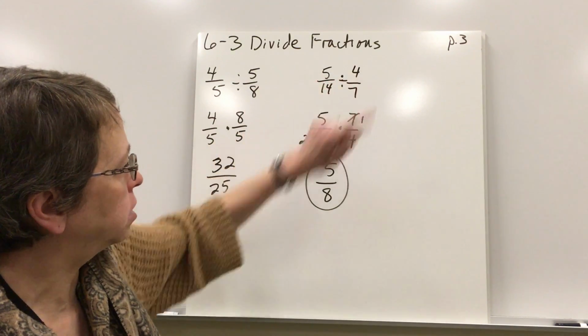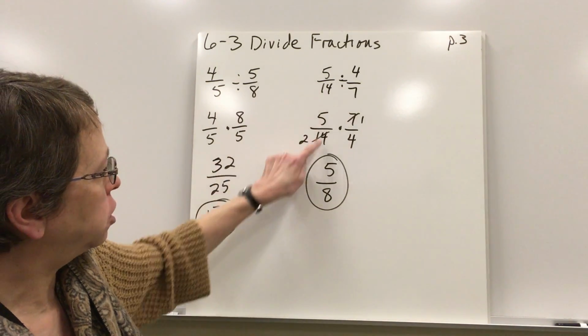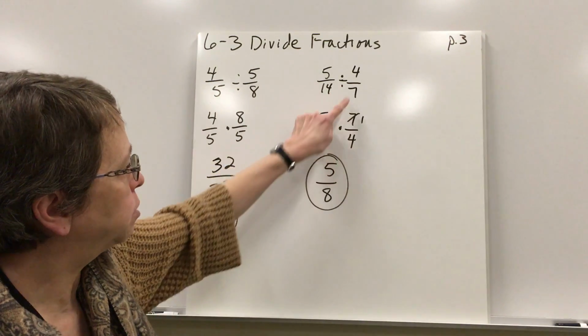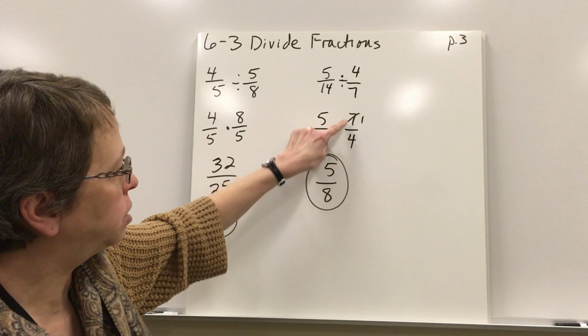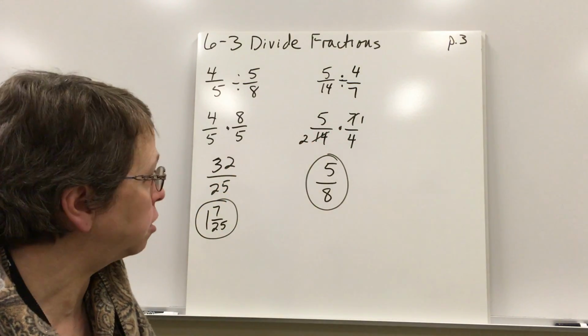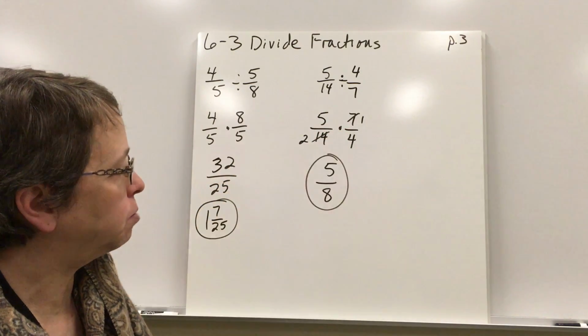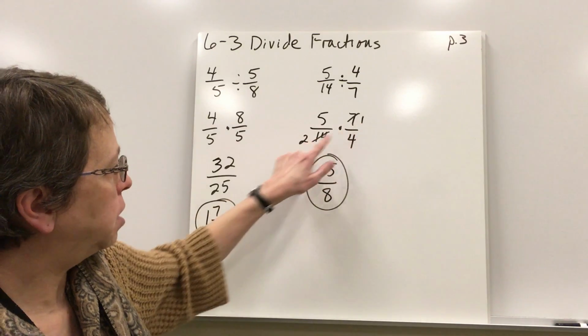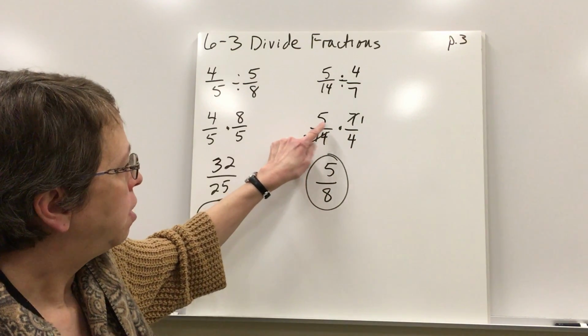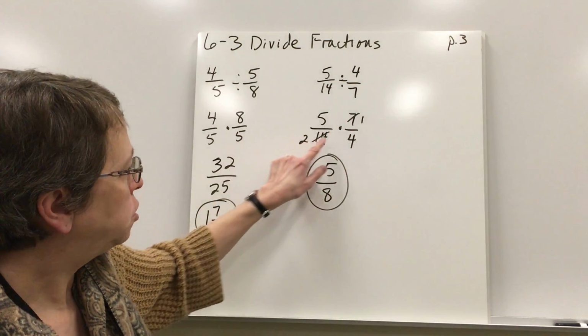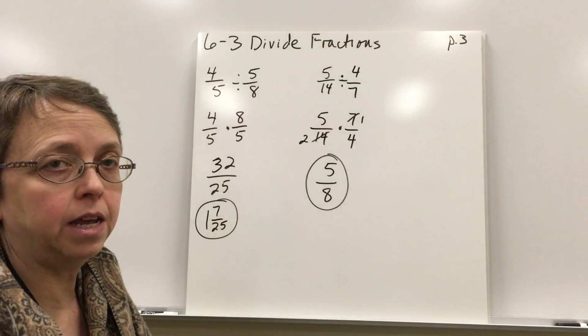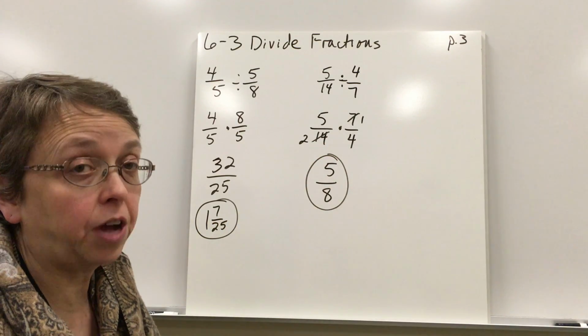5/14 divided by 4/7. Keep the first fraction the same. Division becomes multiplication. 4/7 becomes 7/4 because I'm taking the reciprocal. I can cancel my 14 with my 7. So the 7 becomes 1, the 14 becomes 2. 5 times 1 is 5. 2 times 4 is 8. My answer to that problem is 5/8.